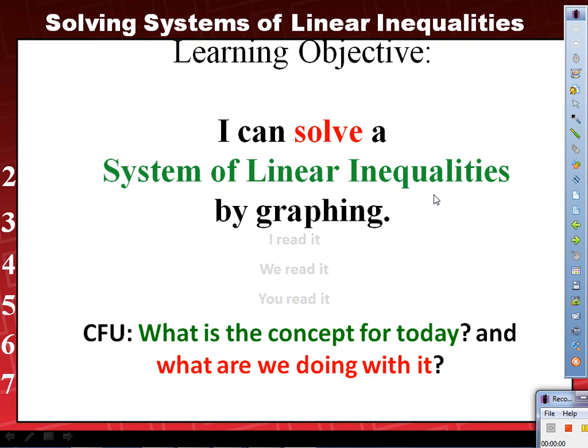Our objective for today: I can solve a system of linear inequalities by graphing. Let's read together. 1, 2, 3. I can solve a system of linear inequalities by graphing. Brody's on. I have no idea what he's doing.